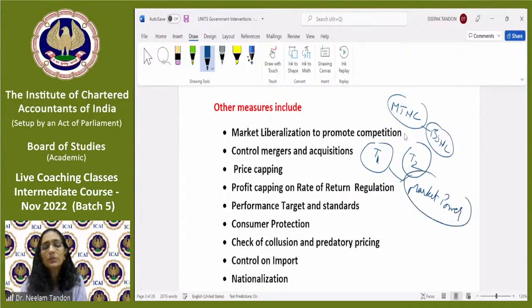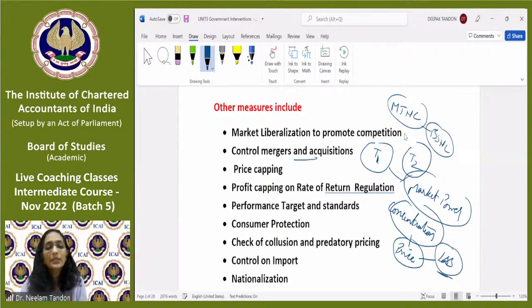Because if you go for mergers and acquisitions, that means you are having concentration of power. Concentration of power leads to what? Control on price. And control of price leads to what? Loss to consumers. That's why they take care about this.